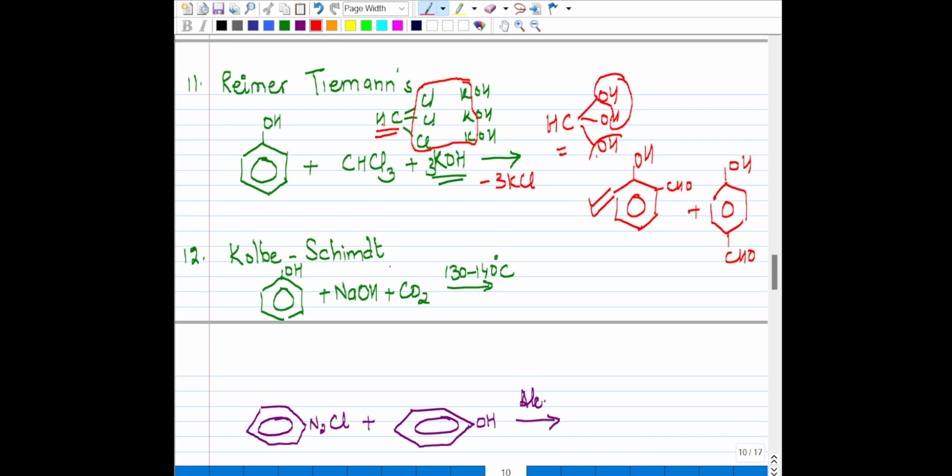Okay, so next we talk about Kolbe-Schmidt. In Kolbe-Schmidt, the aldehyde is converted directly into acid. So the product is salicylic acid, right? Here what happens, phenol is treated with sodium hydroxide and carbon dioxide. Remember the temperature is 130 to 140 degrees centigrade. So what will happen, this CO2, right, carbon dioxide, phenol is there and this will be converted into COOH, ortho and para. Okay, so we talk about the ortho product salicylic acid, which is the main component of aspirin, right?